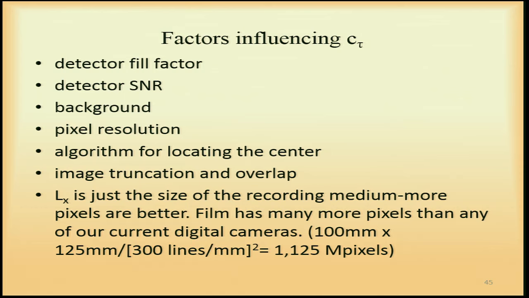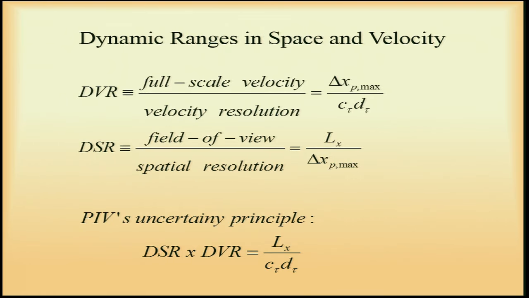The algorithm is what's received the most work, because people can change algorithms easily. They can't change pixel resolution or SNR or fill factors. It's up to the camera manufacturers. Now, the other thing is the size of the image in one dimension. Let's just call that L sub X. So the more pixels we have, the better. And I already mentioned film's a lot better at that than cameras, so I won't belabor the point.